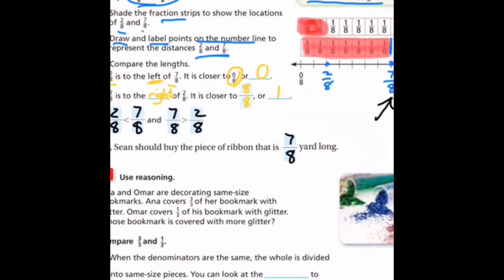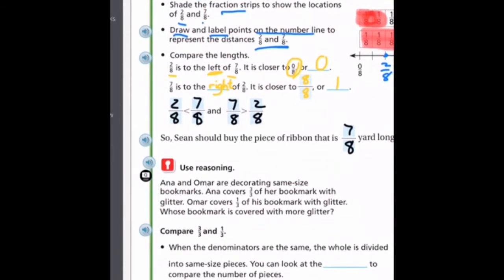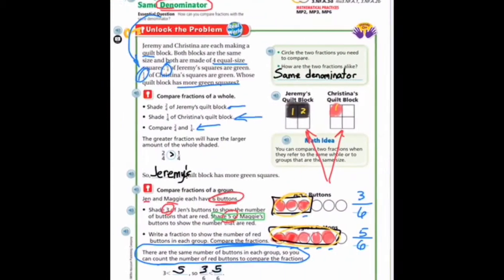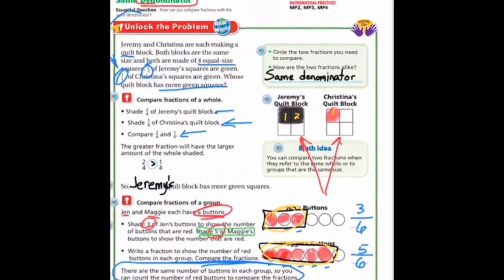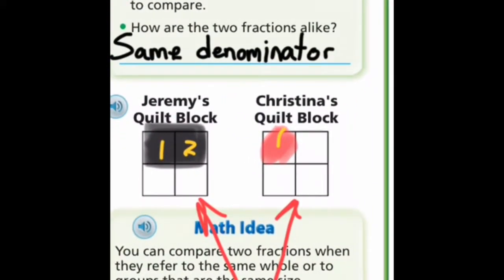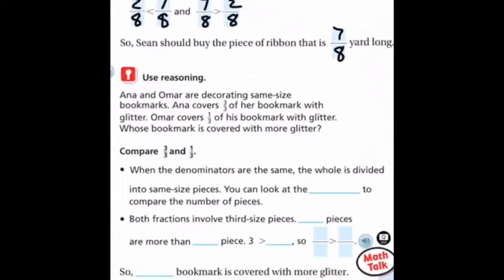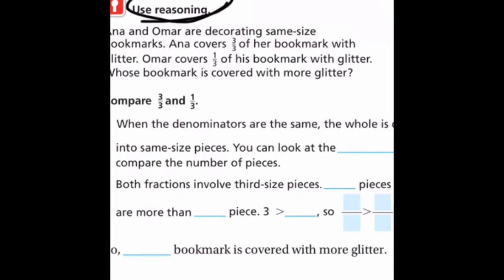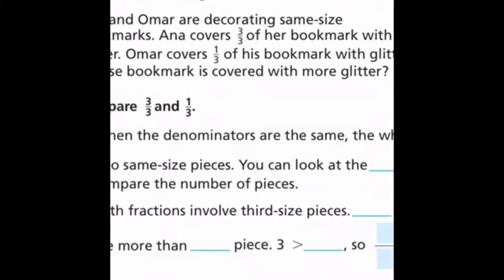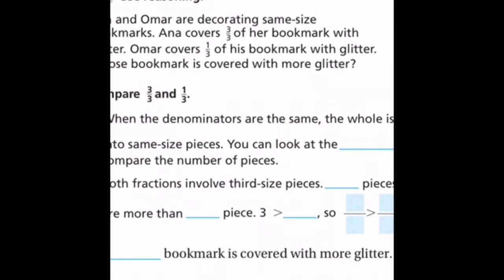So that's using fraction strips. On the first example, we used shading in of the squares. This example, we used the number line with our fractions, and now we're going to use reasoning. Anna and Omar are decorating same size bookmarks. Anna covers 3/3 of her bookmark with glitter. Omar covers 1/3 of his bookmark with glitter. Whose bookmark is covered with more glitter? So we're going to compare 3/3 and 1/3.